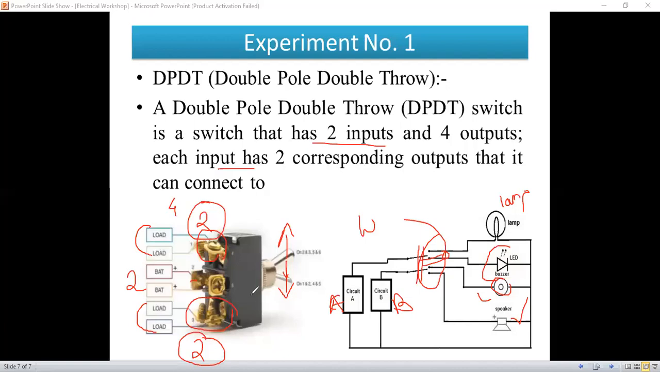a DPDT switch. Okay, understanding? Is there any doubt? This is an understanding purpose experiment. Just understand the types of switches. I have discussed regarding SPST, SPDT, DPST and DPDT. So these are the 4 types of switches we have discussed in today's practical.